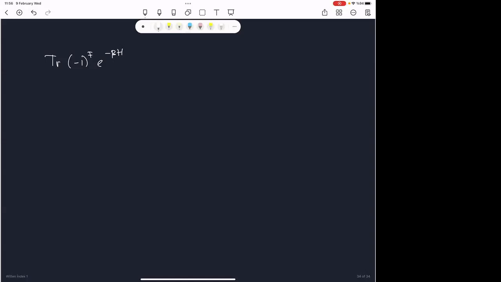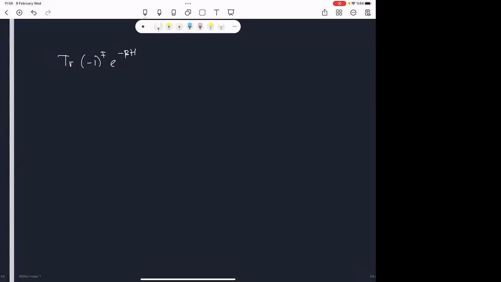What I want to do is some continuous deformations of the parameters of the theory. So what do I mean by deformations here? Again, we have this Hamiltonian.